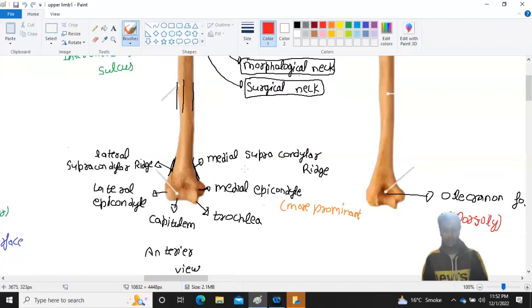Basically depressions. One depression is on this side, the medial epicondyle side, where the ulna bone articulates, and one fossa is on the radial side. This fossa is called coronoid fossa. This one is present on the radial side. This is the coronoid fossa, and this is the radial fossa.